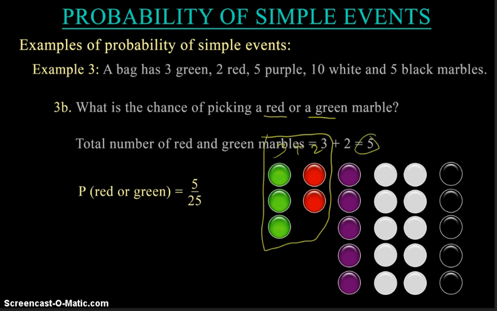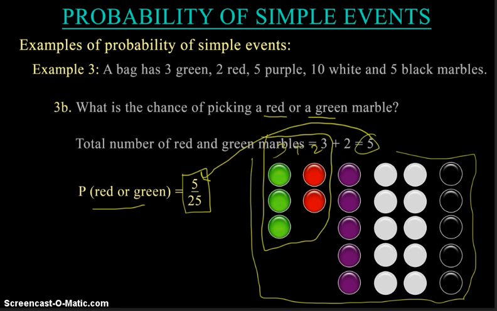So the probability of picking red or green marble is 5 by 25. So 3 plus 2 is 5. That is the total number of red and green marble, and then 25 is the total number of marbles natin. So that is 5 by 25. Or again, reduce natin sa lowest term, divided by 5, both numerator and the denominator. So we have 1/5. Okay, next.